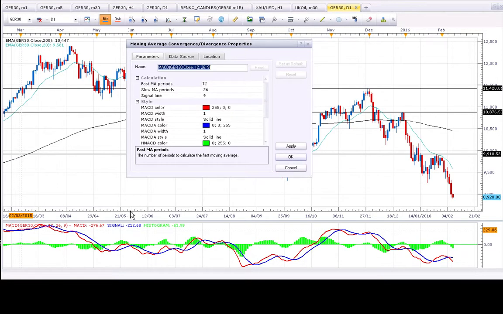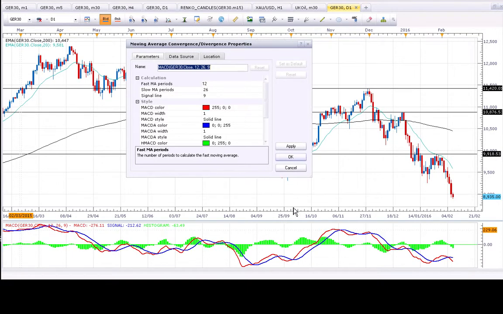The MACD signal line, the blue line, is a 9-period exponential moving average, EMA, of the red line. I know that sounds a bit strange, but it's an average of an average. The blue line is a moving average of the red line, and the red line is the difference between two moving averages. If you can get your head around that, hopefully it will make sense.